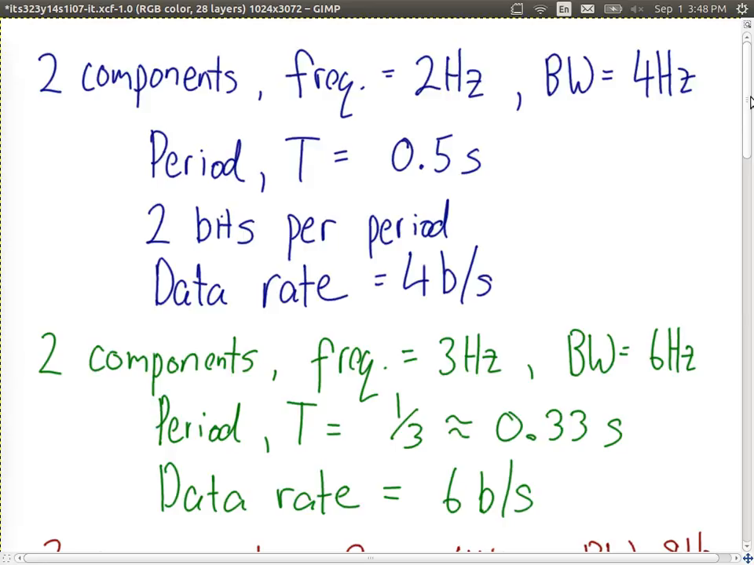So there's the first trend that we're starting to observe, just from the fundamental analysis of these signals: higher frequency and, in practice, a higher bandwidth. These two are related in practice. Generally, a higher frequency allows a higher bandwidth, which leads to a higher data rate.